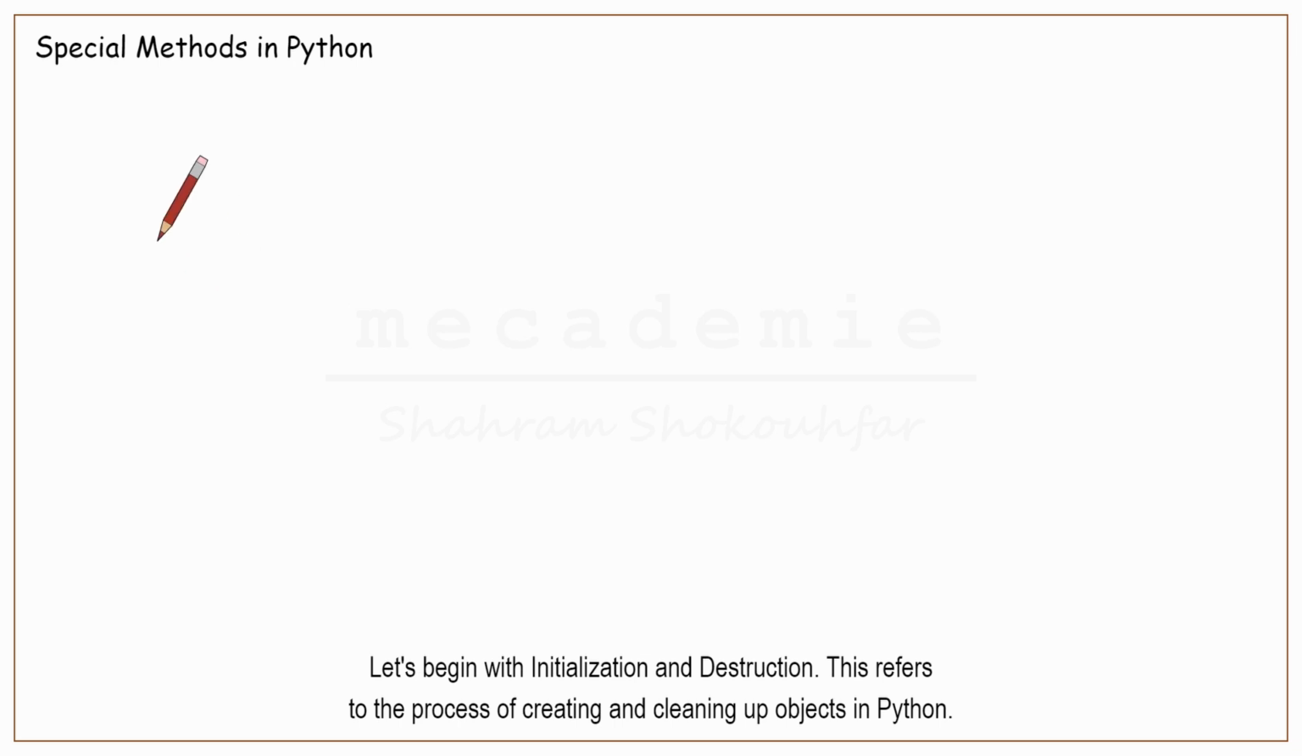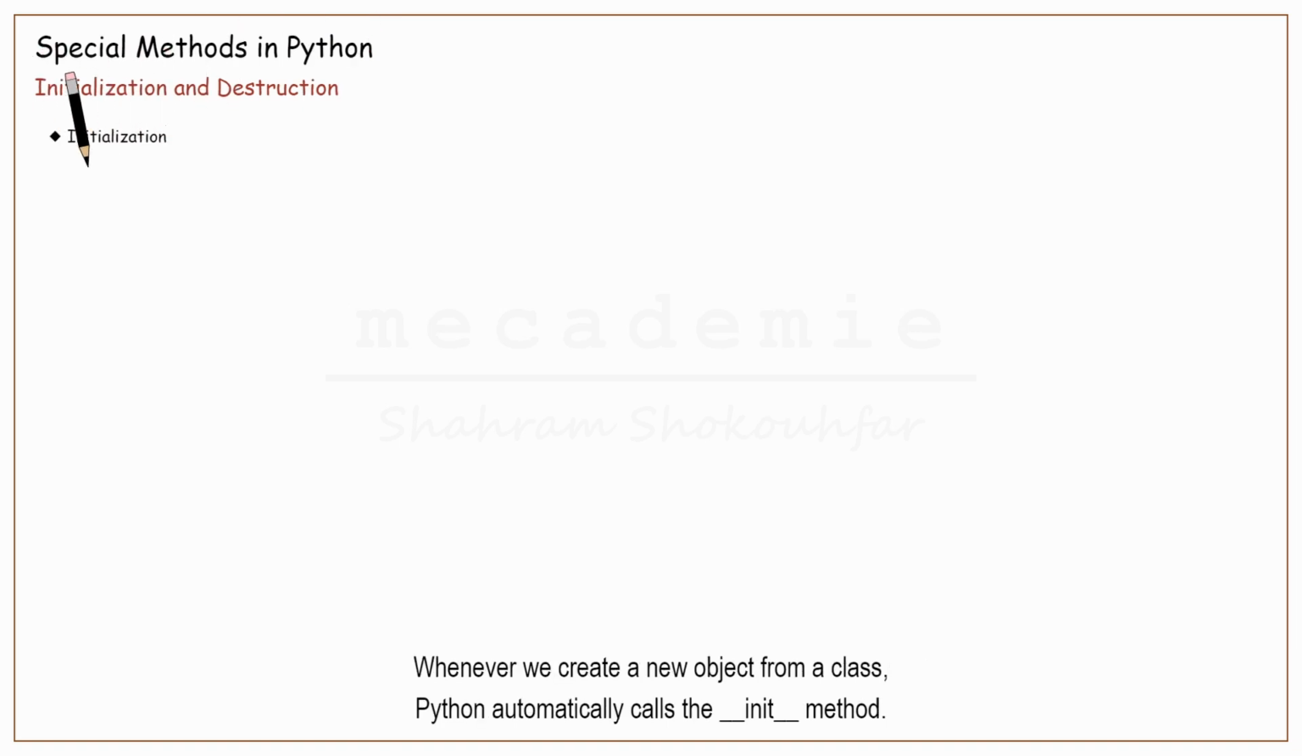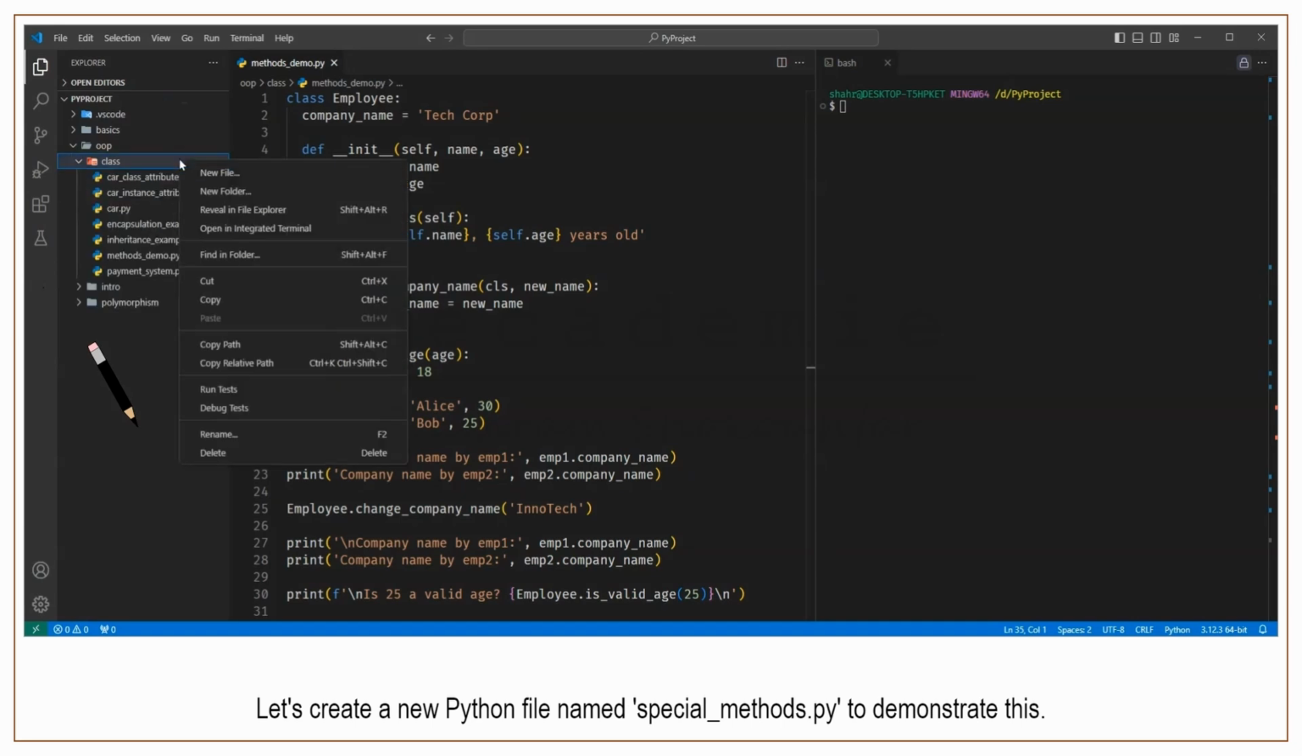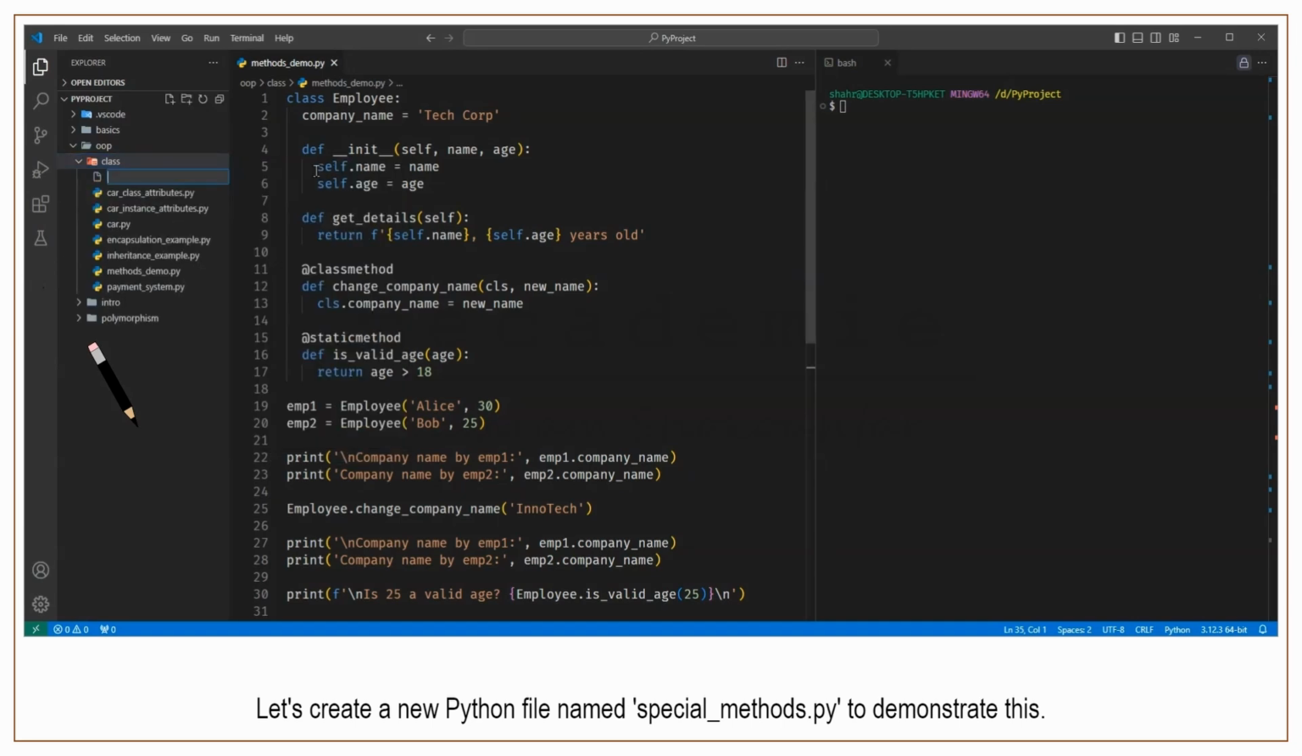Let's begin with initialization and destruction. This refers to the process of creating and cleaning up objects in Python. Whenever we create a new object from a class, Python automatically calls the init method. This is where we typically set up initial values for the object. Let's create a new Python file named specialmethods.py to demonstrate this.